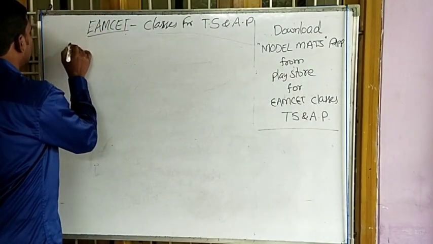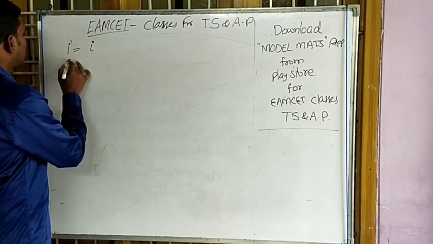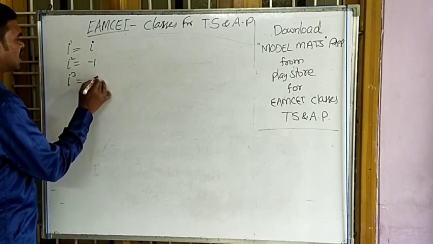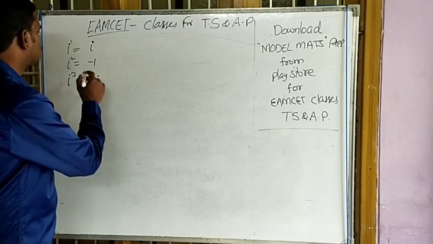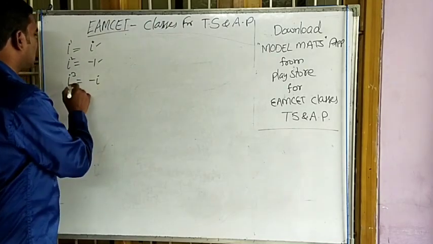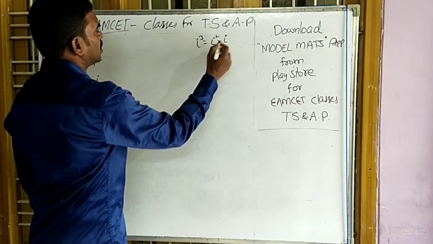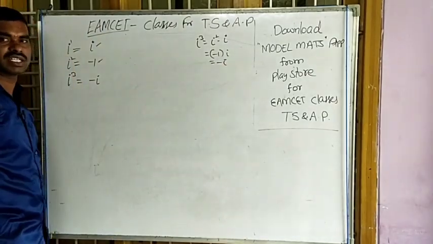First thing is, I power 1 means I only, it's very clear. I power 2 means that is -1. I power 3 means minus I. I square is fixed. I cube means minus I, how? I cube can be written as I square into I. I square is minus 1 into I. This is minus I. So I cube is minus I.